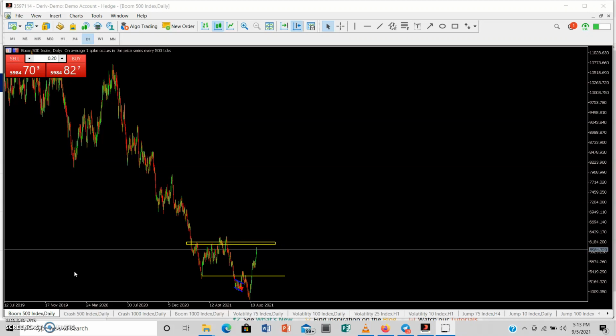Today we're going to take a look at Boom and Crash, and we're going to analyze and see how they're going to perform throughout this week. Throughout this video, I'm going to show you the directions that we're anticipating for both Boom and Crash. So we're going to look at Boom 500, Crash 500, Crash 1000, and Boom 1000.